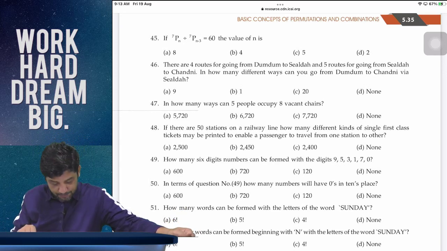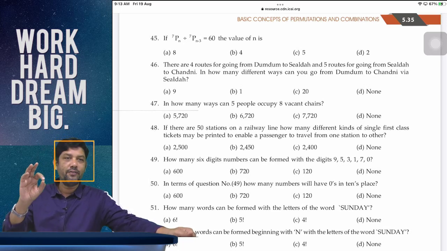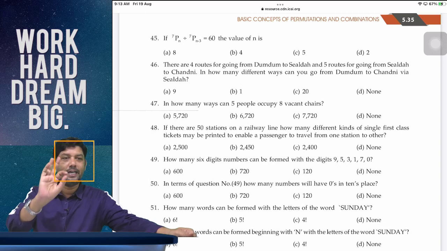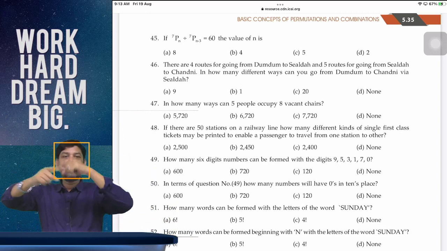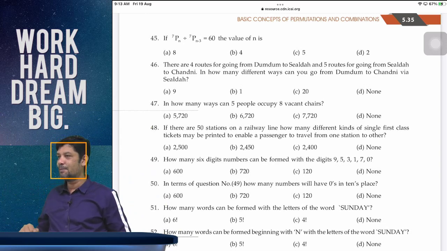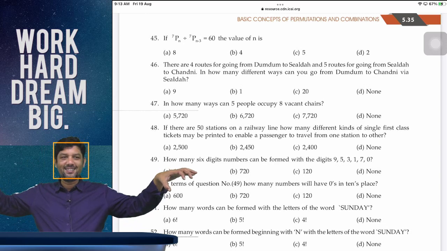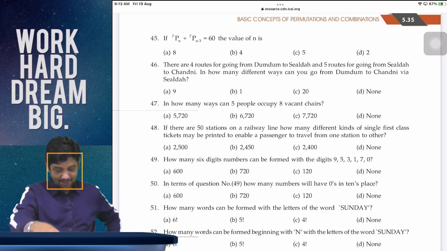Okay, next. In how many ways can 5 people occupy 8 vacant chairs? What a difficult question. Now look at this. 8 chairs, 5 people. It's an arrangement, so it is nothing but 8p5. Yesterday did I give this example? 4 students occupy 10 chairs. From there only I derived the formula. Same question, my dear.